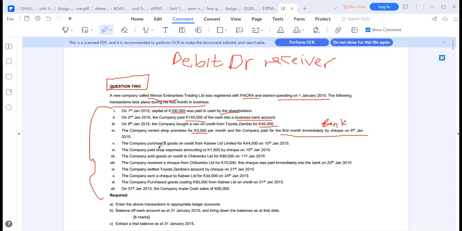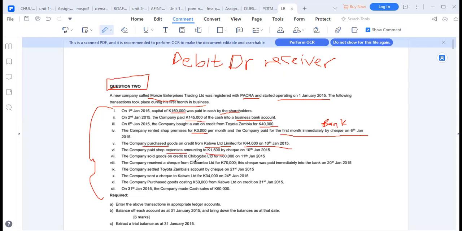Then the company purchased goods on credit from Carwell Limited. These are our suppliers, and these are purchases, so purchases were on the receiving side. The company purchased goods on credit from Carwell Limited for 44,000 on 10th January 2015. The company paid shop expenses amounting to 1,500 by check on the 10th January 2015.